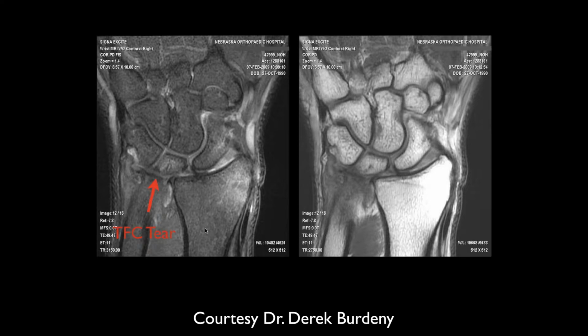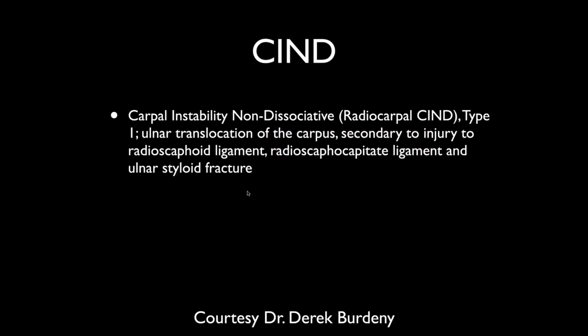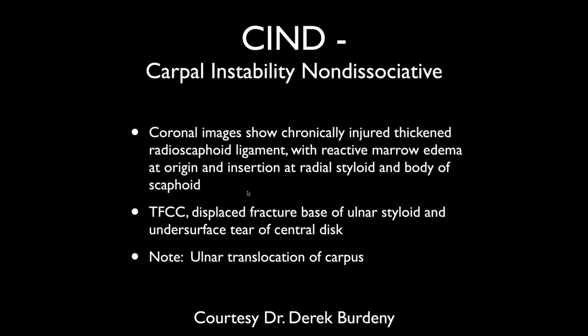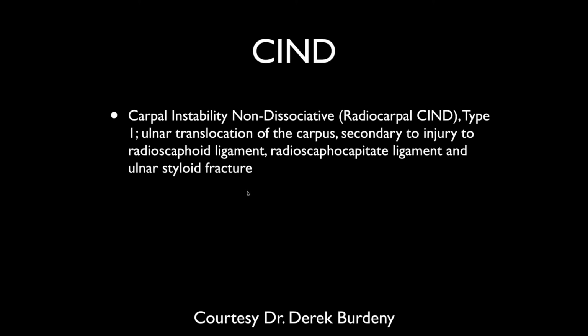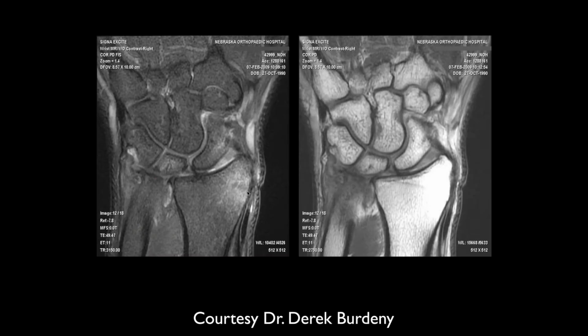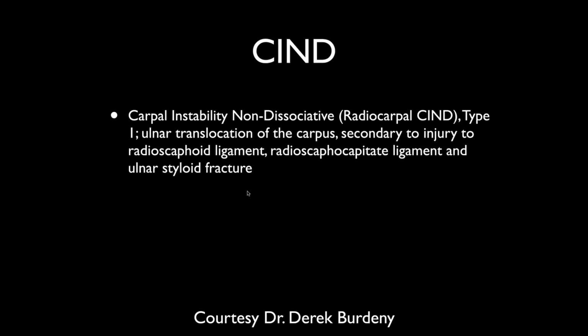And then the TFCC doesn't look normal. It looks like the central articulating disc is torn. I don't see any TFC there. No. Yeah. Okay. And this is where the radioscaphoid ligament insertions would be. And this is carpal instability. This is non-dissociative. The alignment is not normal, so there are ligamentous tears, obviously. Yeah. Scaphoid is not lined up properly.